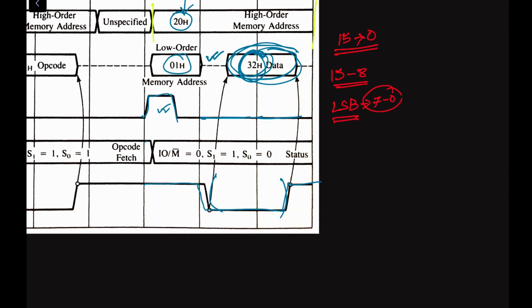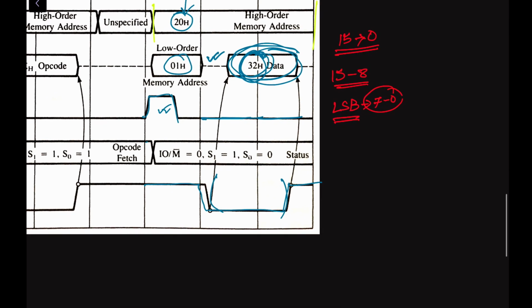Now in the second case, you have to see here the input output or memory bar signal. This will always be low, because you can see here, this is the memory read operation. When we have a memory read, input output or memory bar is the active low signal. Therefore, whenever we have to perform a memory read operation, we have to keep this signal low. Here we can see this is 0.